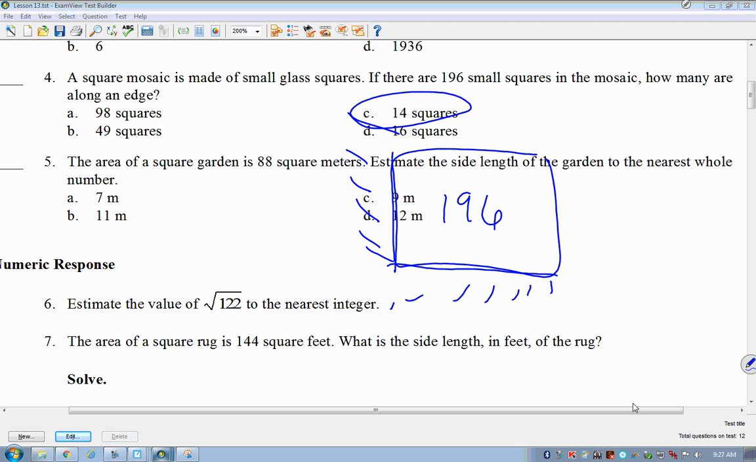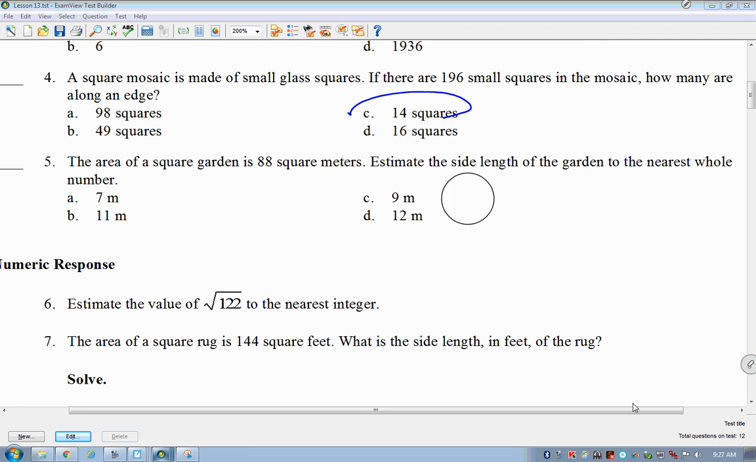Now, what could have been confusing is if it was asking for the perimeter, then we would have had 14, 14, 14, 14. We would have taken 14 times 4 to find a perimeter. But they're just looking for along one edge. Along one edge, there should be 14 squares. Okay, all right.